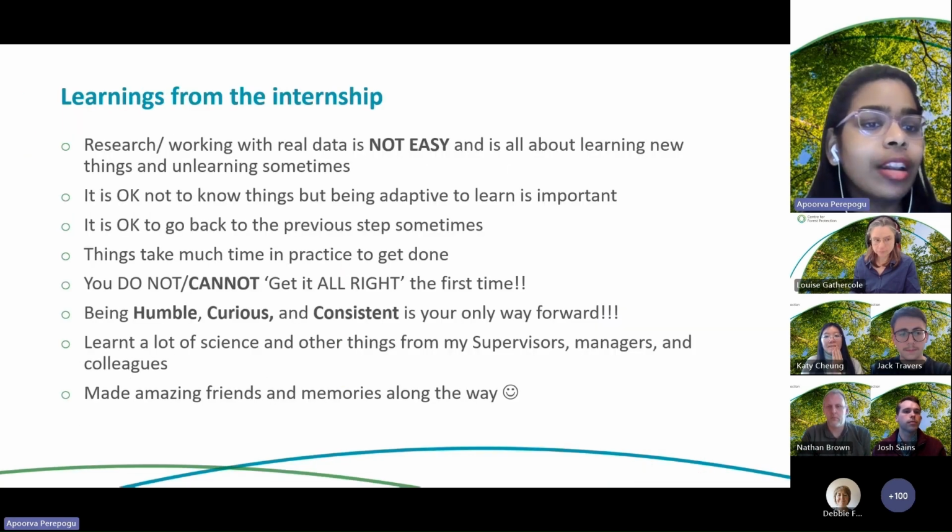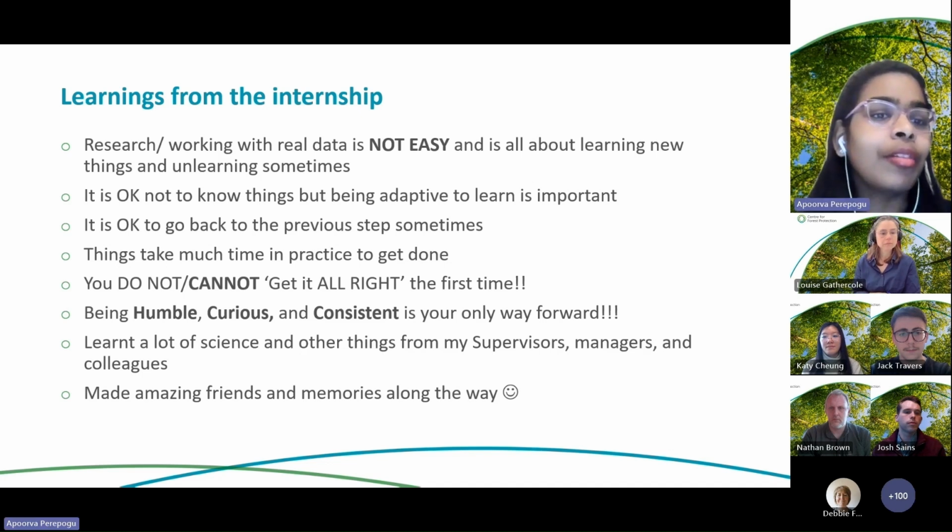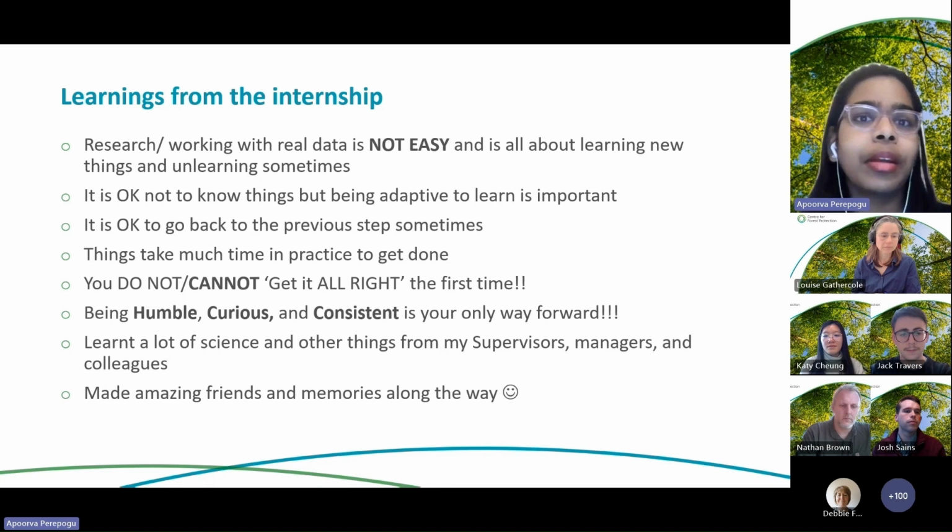And finally, I would like to talk a little bit about my learnings from the internship. It was an amazing experience, I would say. I have learned that working with real data and real-time research is not easy, and it's all about learning new things and unlearning sometimes, because you might go in thinking, I know this process, but it's totally the opposite of that.